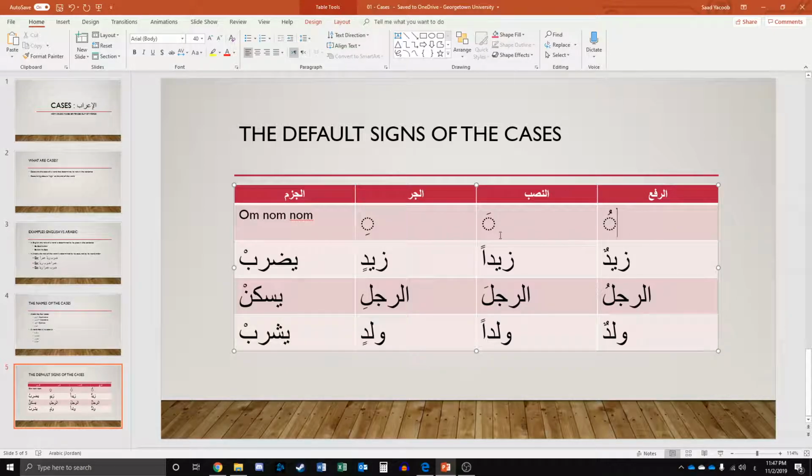The nasb state gets the fatha. So if Zayd becomes mansoob, it's Zaydan. If rajul becomes mansoob, ar-rajula. If walad becomes mansoob, waladan. So for the mansoob, the default sign is the fatha.